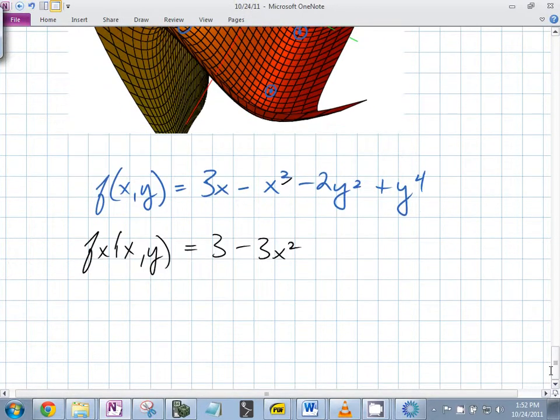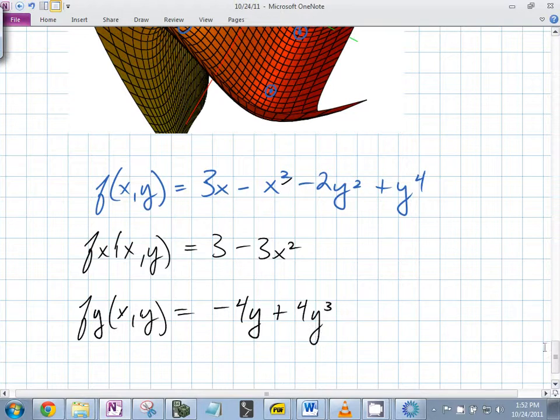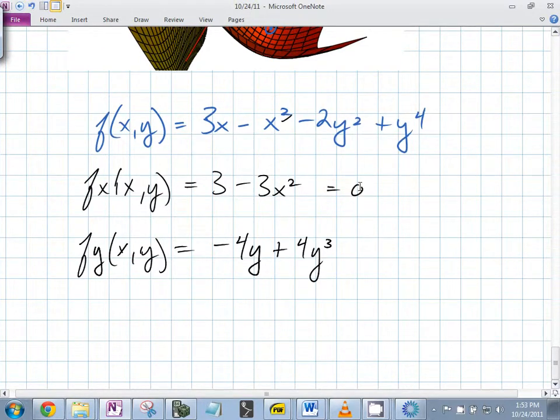And what is fy equal to? Negative 4y plus 4y cubed. Correct. So if we wanted this equal to 0, that's when x is equal to plus or minus 1, right?